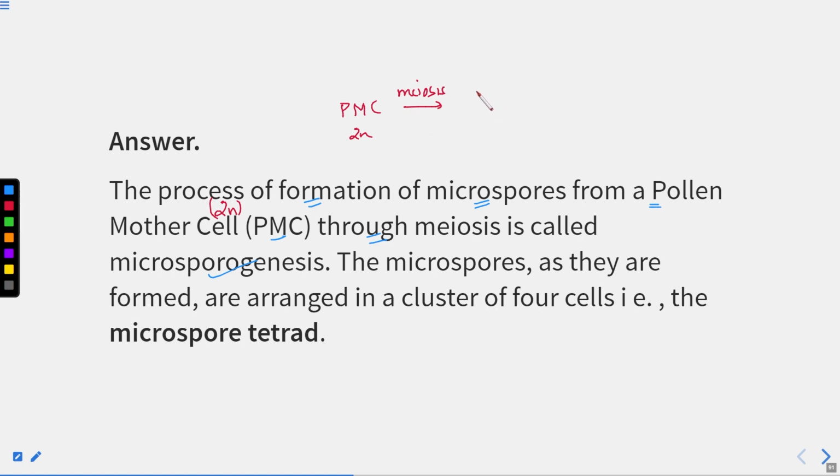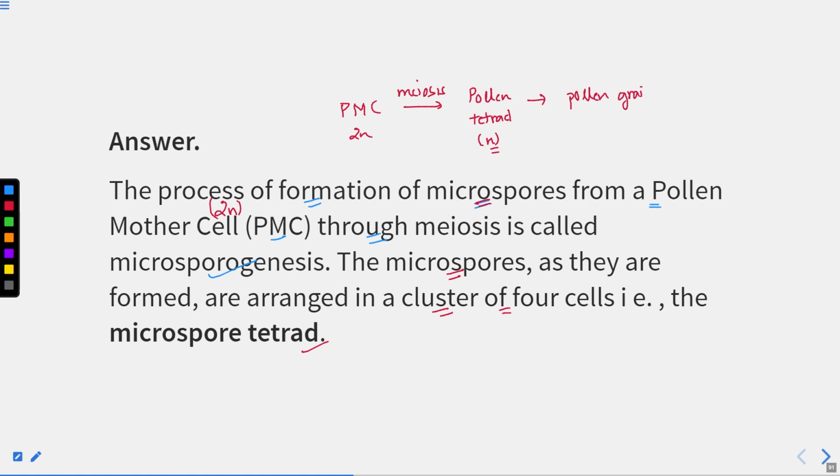So after meiosis, what are formed? Microspore tetrad is formed. Because these microspores are arranged in a cluster of 4, known as microspore tetrad. So you can write here a microspore tetrad, or you can write pollen tetrad, because microspore later forms pollen. So you can also call it a pollen tetrad, and the cells here will be haploid, means n. Then what happens after this? The microspores present in this tetrad will then form the pollen grains.